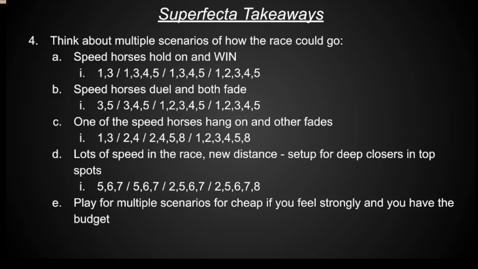Think about multiple scenarios of how a race could go when you're playing your superfecta. So when you do your handicapping, if you think speed horses hold on and can win, maybe the speed horses are the 1 and 3. So you have the 1 and 3 to win. You're not sure which speed horse. The 1, 3, 4, 5 in second. Still, you think those speed horses will hold on to be first and second.